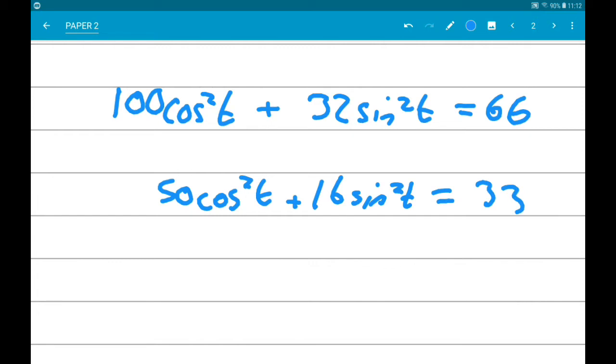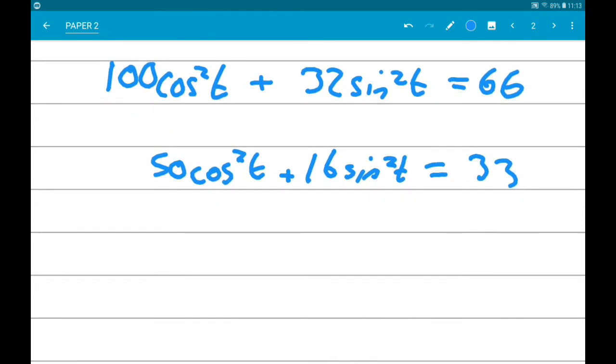Alright, now what we need to do is get this whole thing in terms of either sine squared or cos squared. So I'm going to go for cos squared. So 50 cos squared t add 16. Now sine squared add cos squared is 1. So sine squared is 1 minus cos squared.